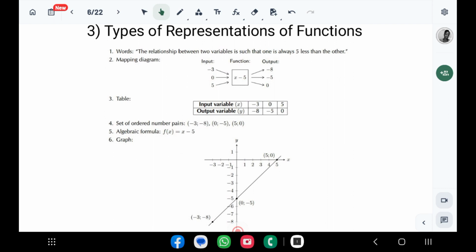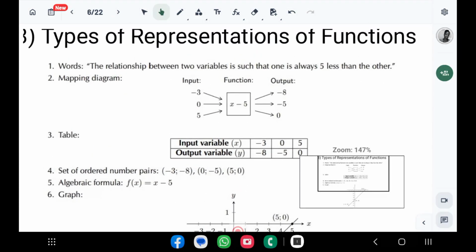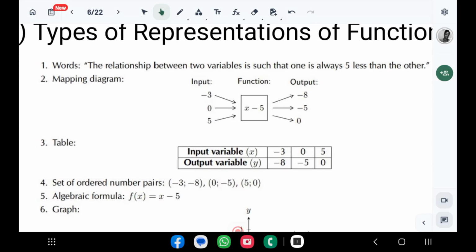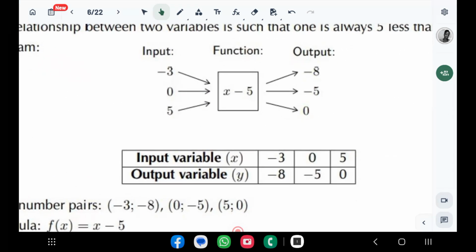Types of representations of functions. You can represent functions in many different ways. The first way is your words. The relationship between two variables is such that one is always 5 less than the other. That's one way of saying the same function. Notice that this is exactly the same function in each representation. Okay, the mapping diagram, you've done this in primary school, so you shouldn't struggle with this one. So you've got your input numbers, and you've got your function where the numbers are inputted, and then you've got your output.